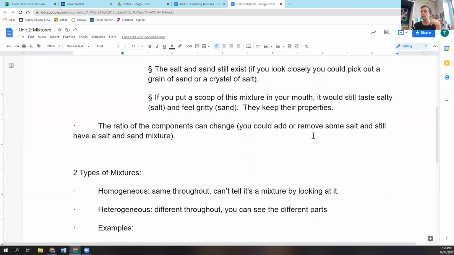You could add or remove some salt and still have a salt and sand mixture, okay? So it is all about, you can change that ratio. Whereas again, if I typed NaCl, you have to have one sodium for every one chloride in that compound. It has to be a 1-to-1 ratio. I can't add more sodium or more chloride and not add the other, or it wouldn't be salt anymore. Whereas salt and sand, if I add more of one or the other, you still have a mixture of salt and sand. It's just a different type of that mixture.